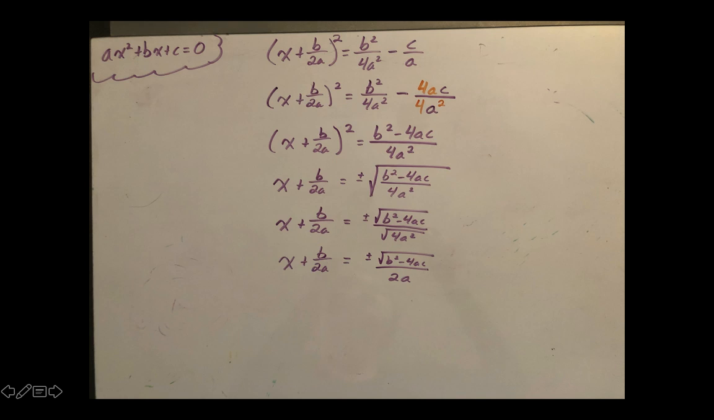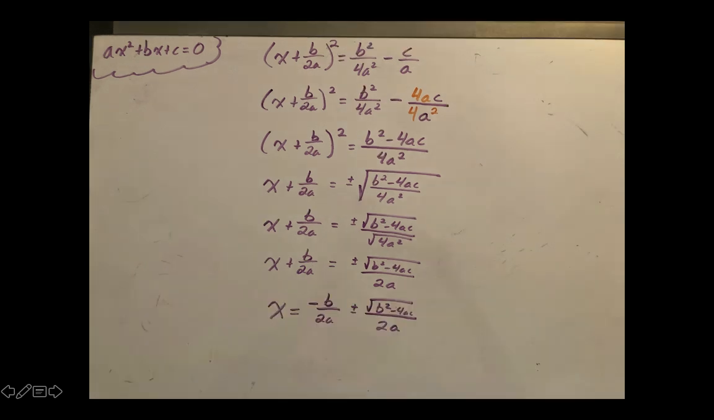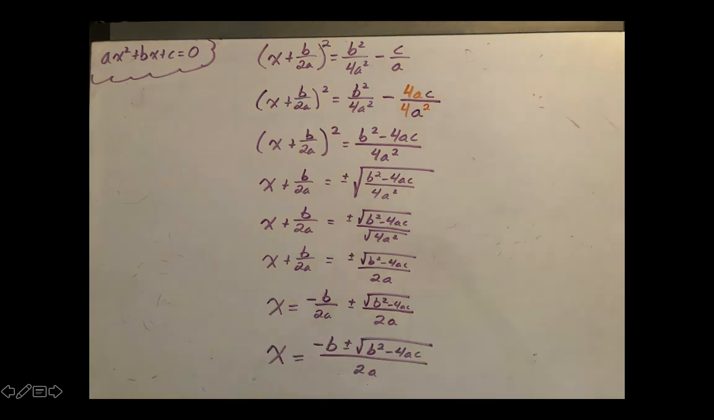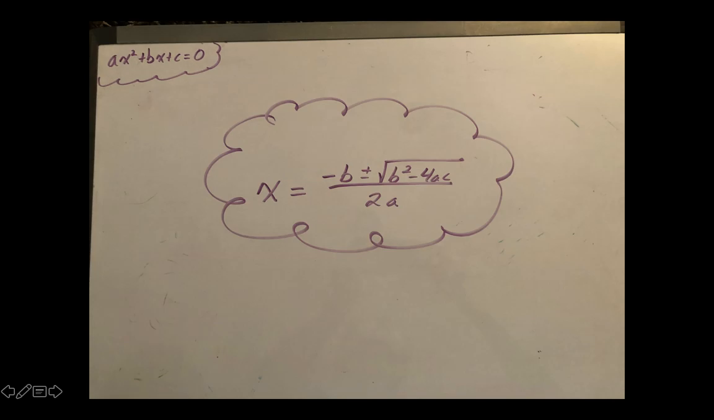So you've got x plus b over 2a equals plus or minus the square root of b squared minus 4ac over 2a. Then subtracting b over 2a from both sides, you get x equals negative b over 2a plus or minus the square root of b squared minus 4ac over 2a. And now you've got two fractions with the same denominator, so you can combine them into one. You get x equals negative b plus or minus the square root of b squared minus 4ac all over 2a. And that is the final answer because it cannot be simplified anymore.